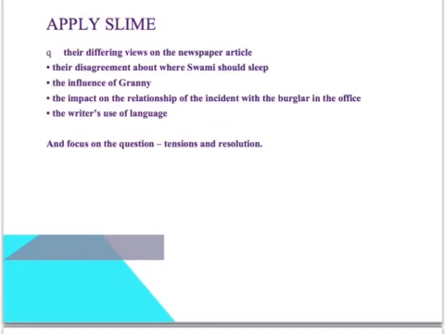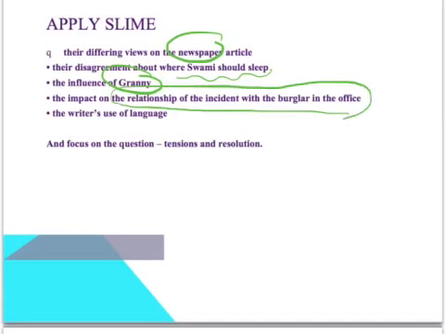We know that they have disagreements, for example, about the views on the newspaper article we're being asked to consider, their disagreement about the sleeping quarters of Swami, Granny herself, and then commenting on the change in the relationship, the impact of the incident with the burglar. Now, if you do all this well, then the last bullet point, the writer's use of language, will have been dealt with within the others, and you will not have a need to come back to it. What you have to remember at all times, though, is that the focus is always on the question, this idea of tension and resolution.